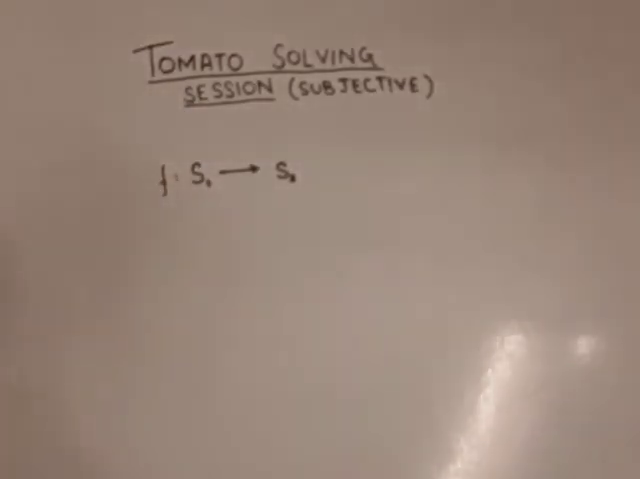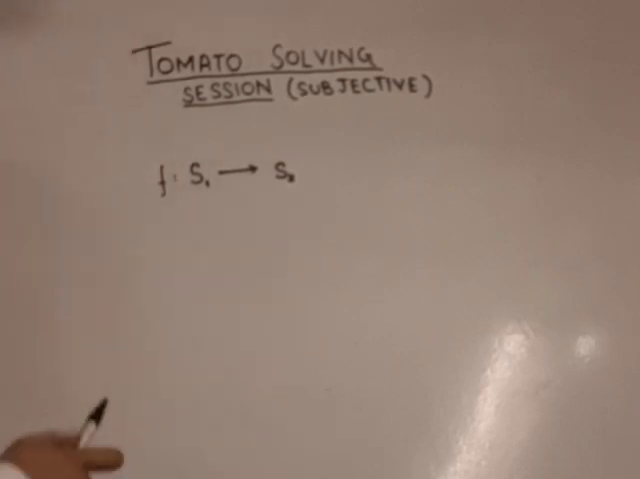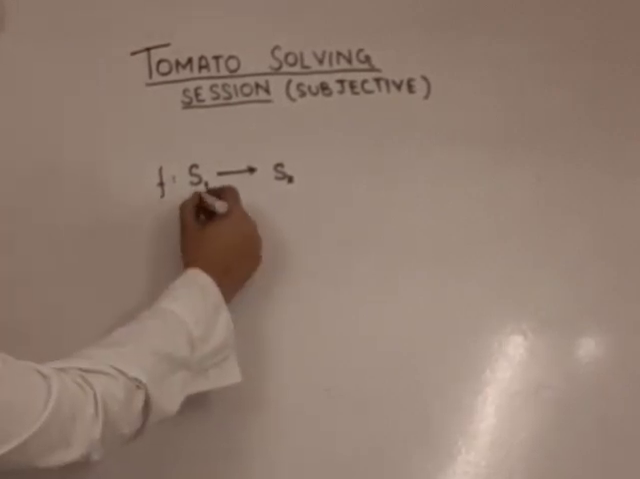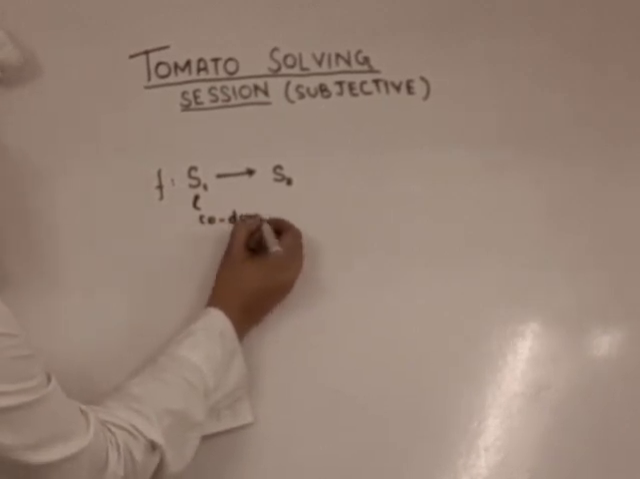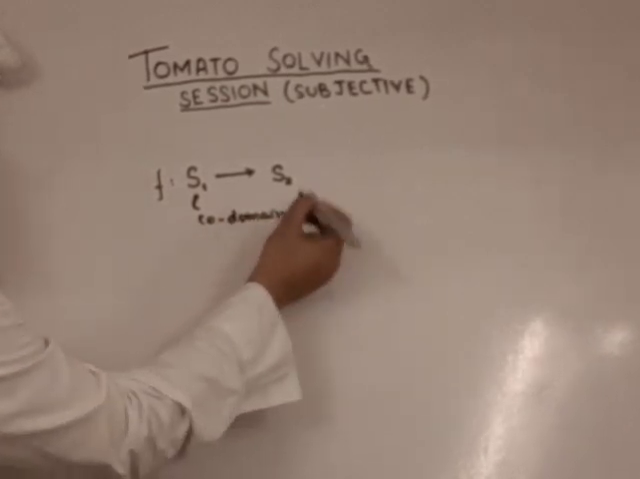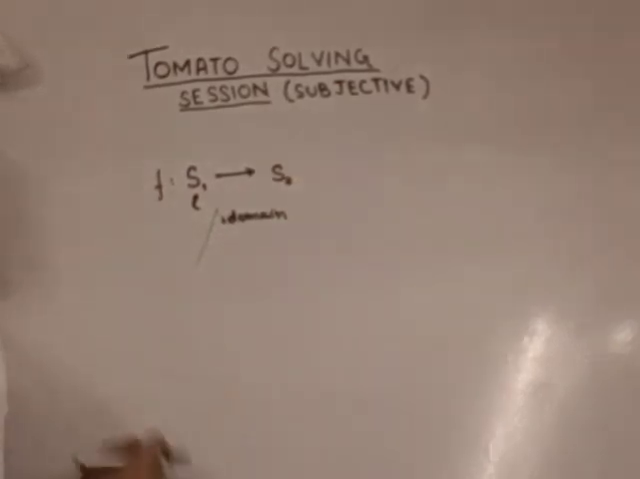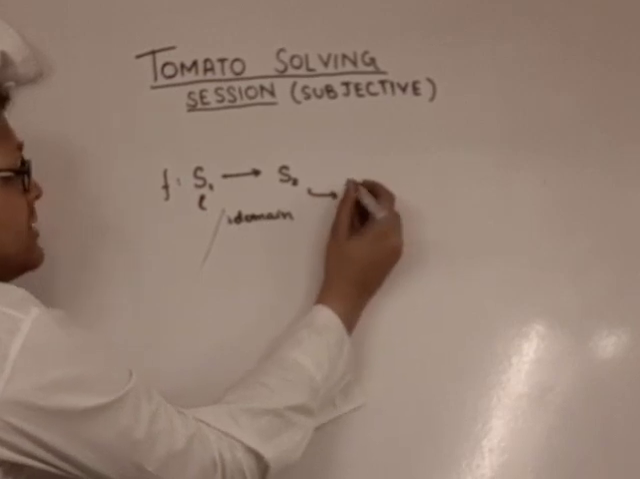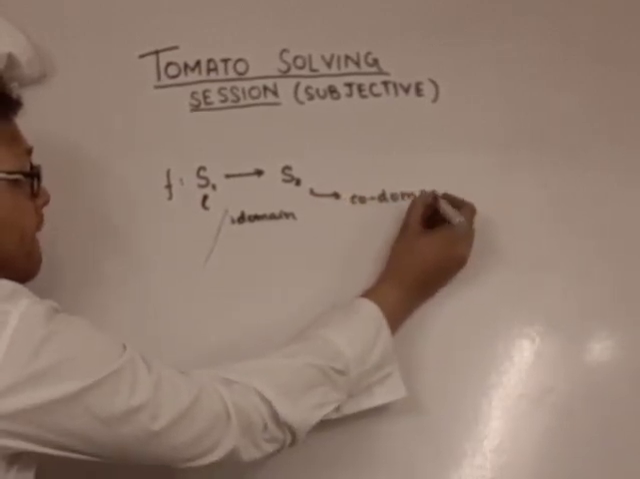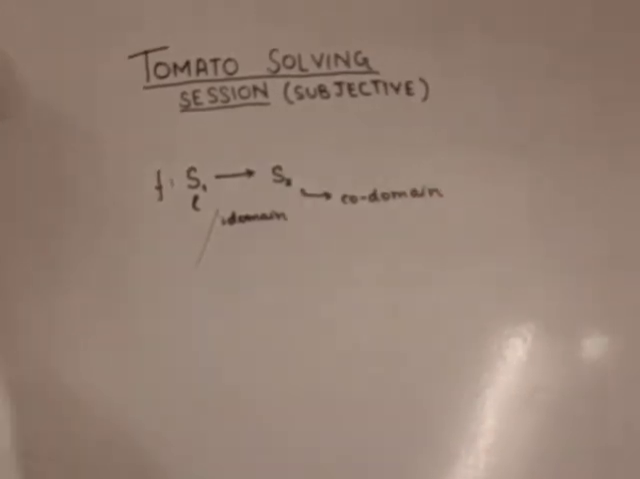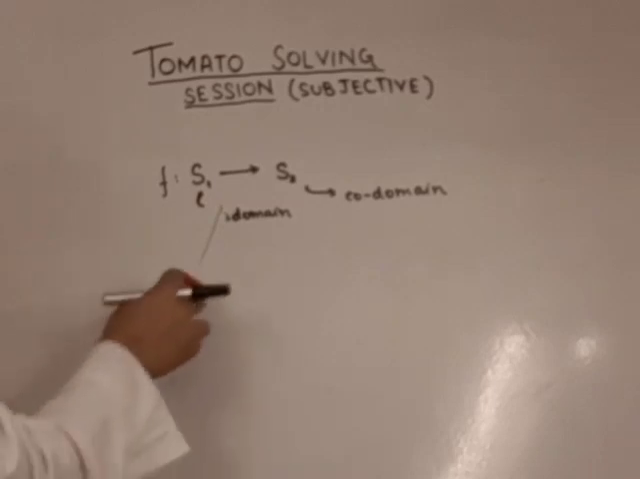This set 1 is known as the domain of f, and this set 2 is known as the codomain of f.